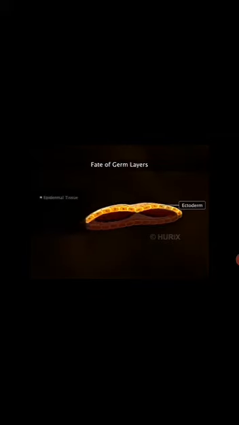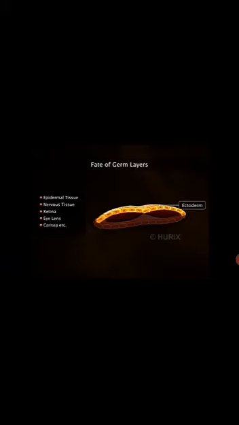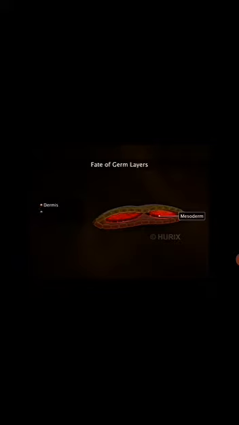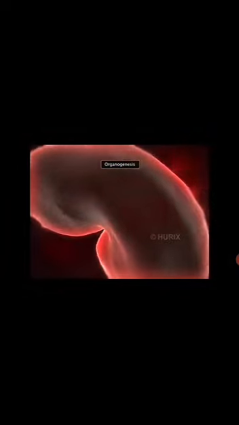The ectoderm gives rise to epidermal tissue, nervous tissue, retina, lens, cornea, etc. The endoderm forms the inner lining of the digestive tract, liver, pancreas, inner lining of the respiratory system, urinary bladder, urethra, vagina. The mesoderm gives rise to the dermis, all types of muscular tissue and various connective tissues. The development of the major organ systems is called organogenesis.